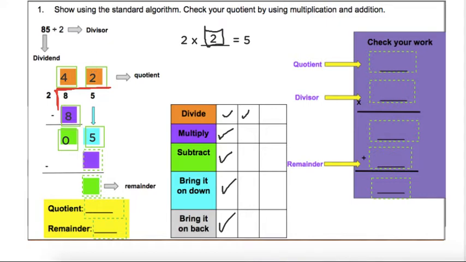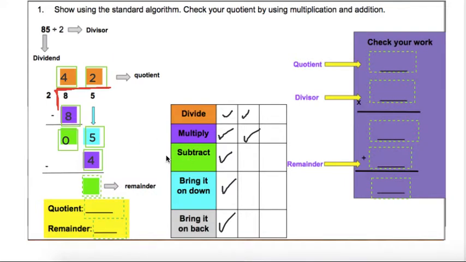Now, y'all, we already used 2 and 4. We multiplied 2 times 4. Now we're going to multiply 2 times 2. What's 2 times 2? Yep, absolutely. It is 4. So we just multiplied. Let's check it off. And we're going to put 4 in our purple box because purple means multiply. Here we go. 4.